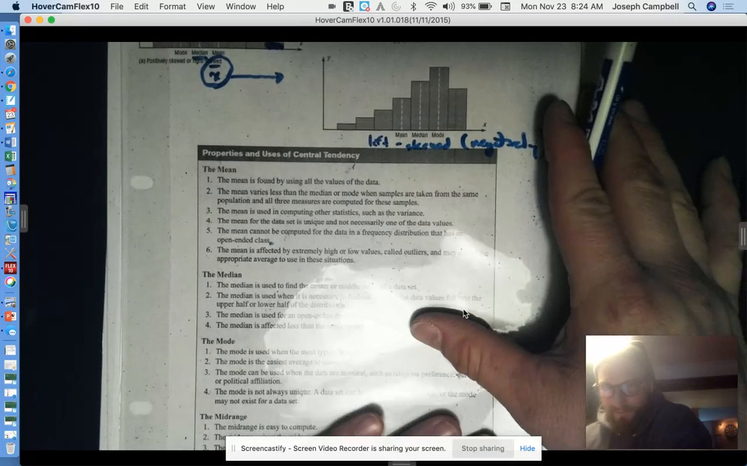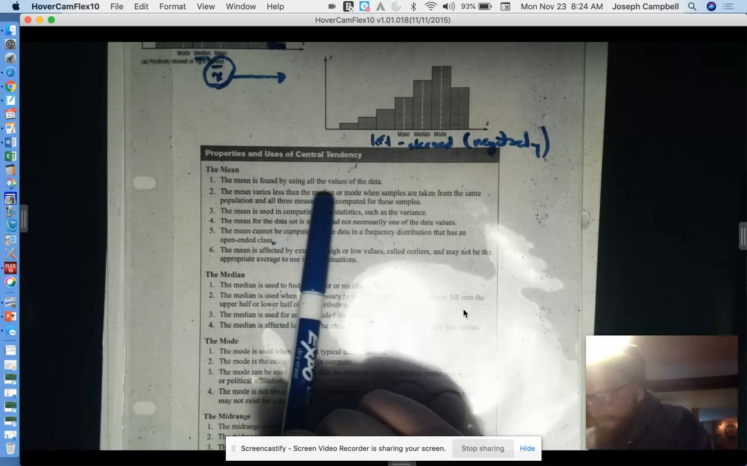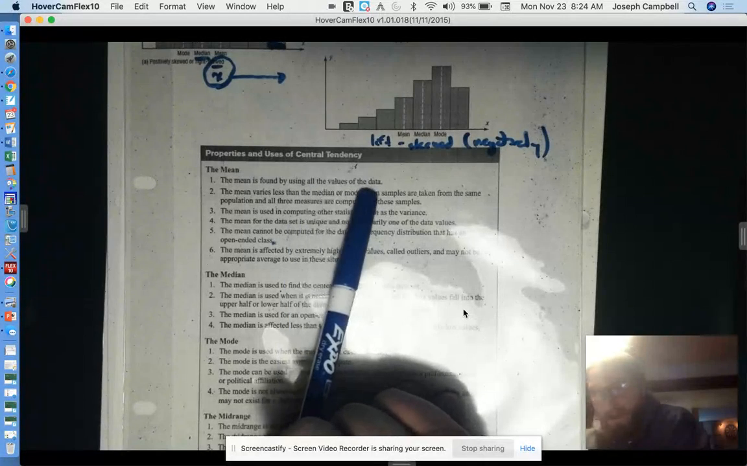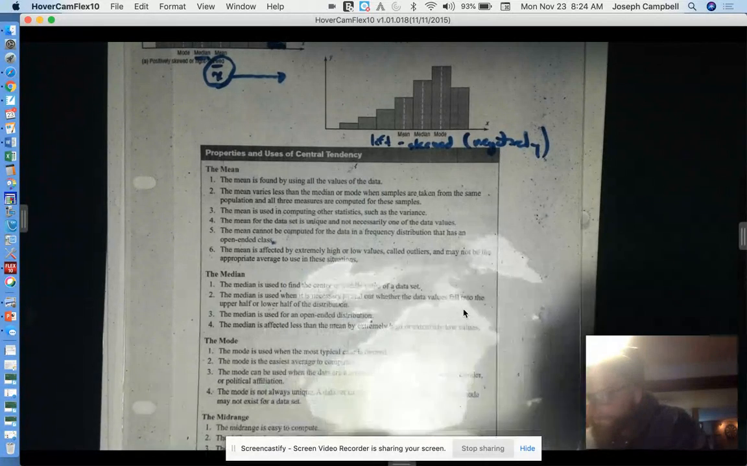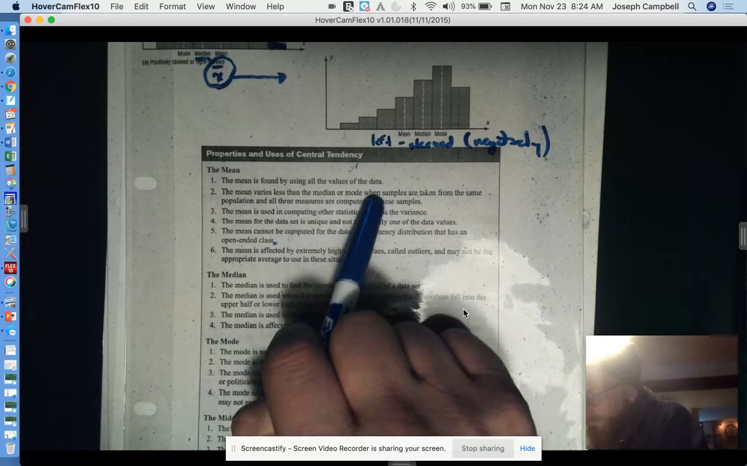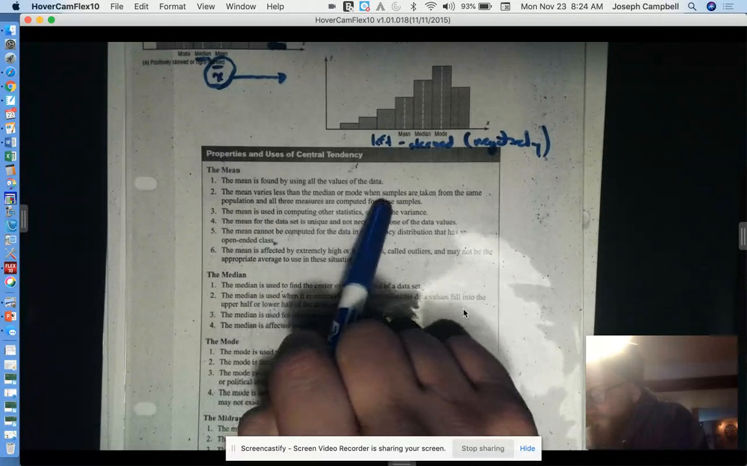So let's go through these properties and see what's most important here. Of course, the mean is found by using all the values in the data set. Sometimes that's good, sometimes that's bad. That means the mean is going to be affected by outliers. The mean varies less than the median or mode when samples are taken from the same population, and all three measures are computed for these samples.